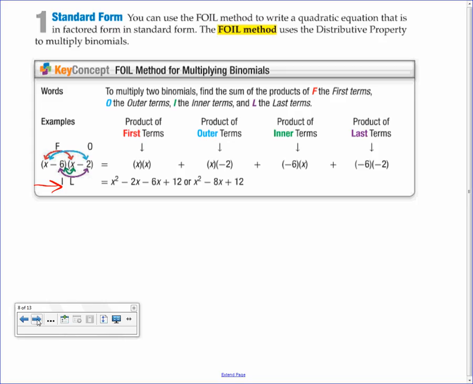Okay, so today the first thing you need to remember is your FOIL method for multiplying binomials. Let's say we have x minus 6 times x minus 2. You want to multiply them together. You want to be sure that everything here is multiplied times everything there.